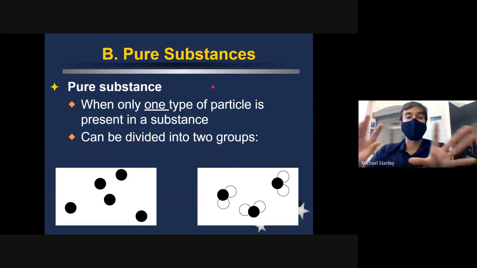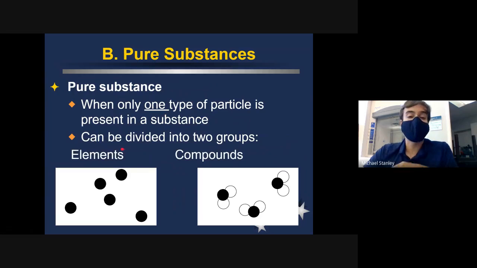We can divide our pure substances into one of 2 groups. We could have a pure substance made up entirely of one single type of atom, called an element. Or we could have a pure substance that is made up of different atoms that are bonded together, called a compound. Here, for example, is a compound of 3 atoms. There are two different atoms, this black particle and this white particle, and they're all bonded together, either because of an ionic bond or a covalent bond.